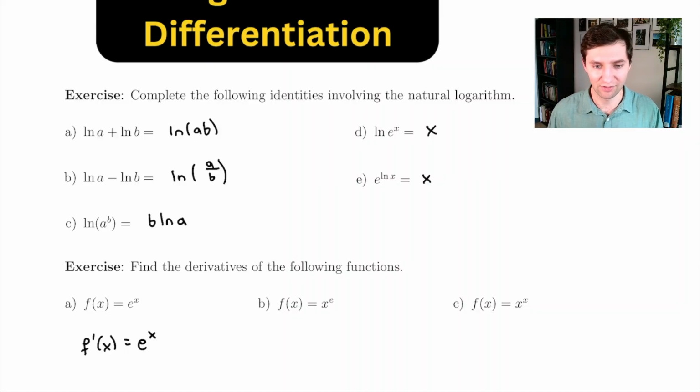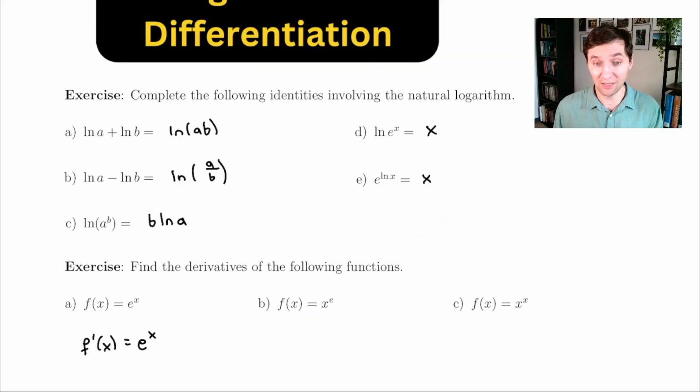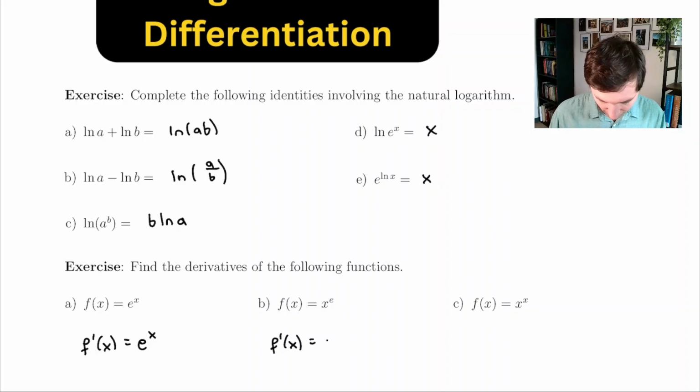The second function is a power function. This function, x to the power of e, is very similar to the function x to the power of 5. If I was going to take the derivative of x to the power of 5, I would use the power rule and I would get 5x to the fourth. I do the same thing here, because remember, e is simply just a number. So to take the derivative, I take that exponent down and I decrease the exponent by 1.